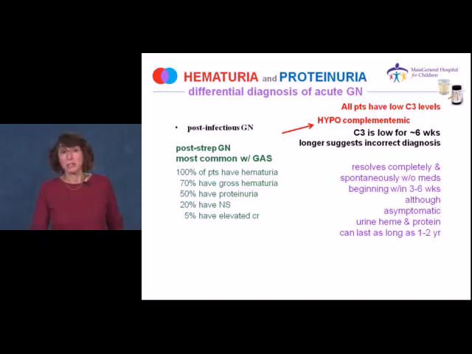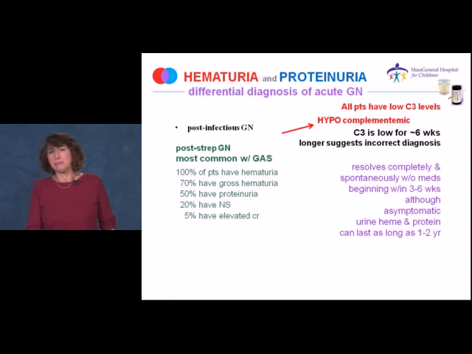It's usually the macroscopic ones who come to attention. 50% of the patients have proteinuria. 20% of them actually have full-blown nephrotic syndrome. And 5% are going to have elevated creatinine with kidney injury. The good news about post-infectious GN is that it resolves completely and spontaneously without medical intervention, just supportive care, except perhaps for the hypertension, if they have it.